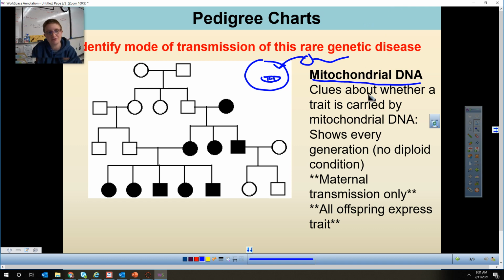Okay, so here's clues about what you might look for in a mitochondrial pedigree. It shows up every generation, so every generation will have it. There's not a diploid condition.